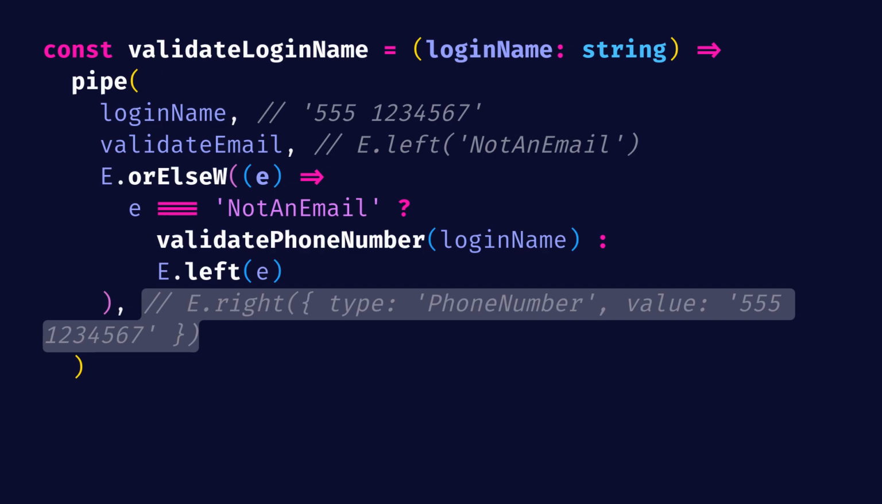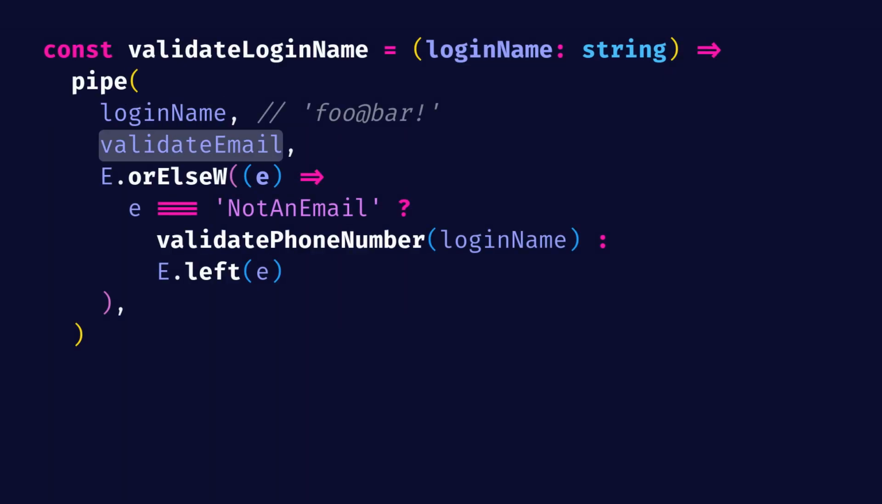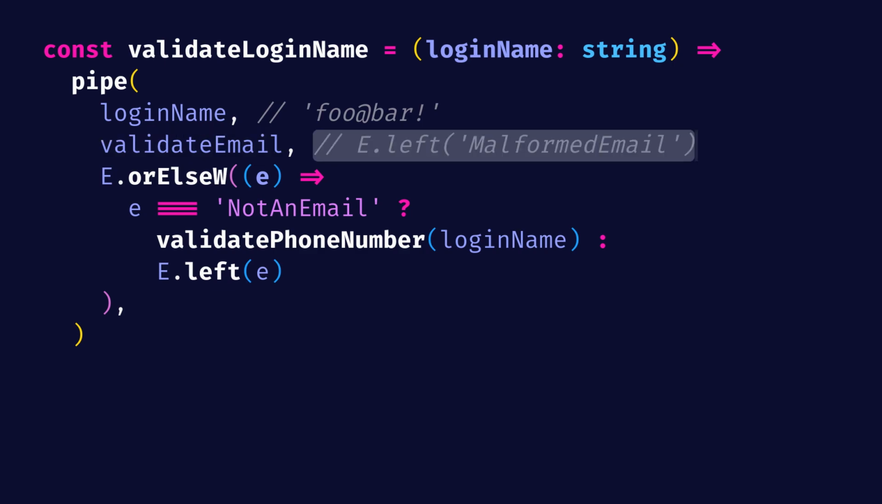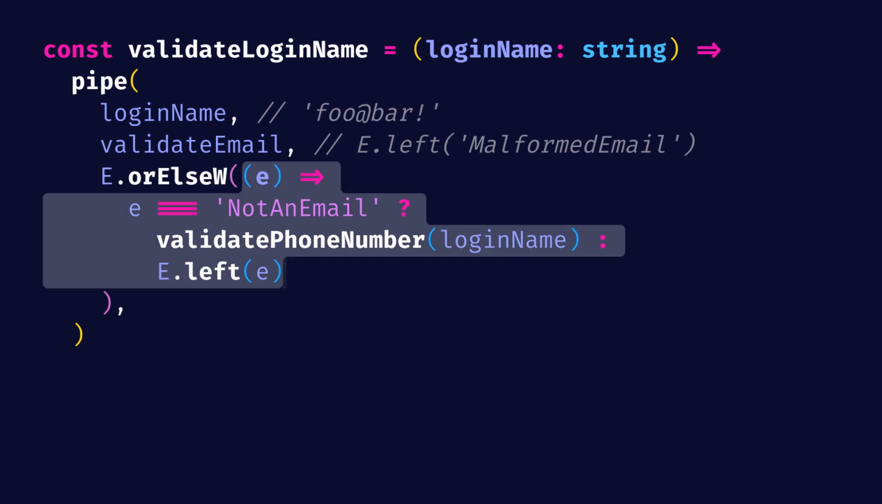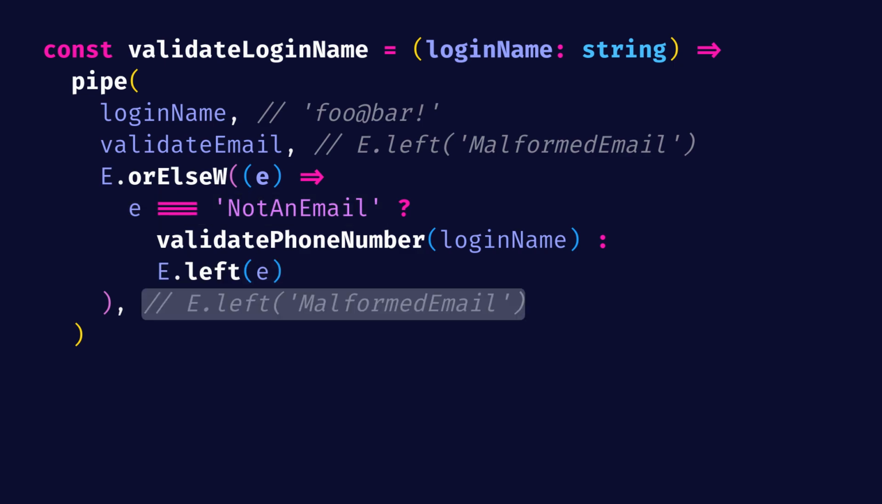Next, let's see what happens when we call validateLoginName with a malformed email. Again, we pipe loginName into validateEmail. Since it represents a malformed email, we get back a left with a malformed email error. Then we pipe that left into orElseW, which calls the fallback function. Since the error is not equal to not an email, it returns back a left with the same error, that is malformed email, and this is the final output.